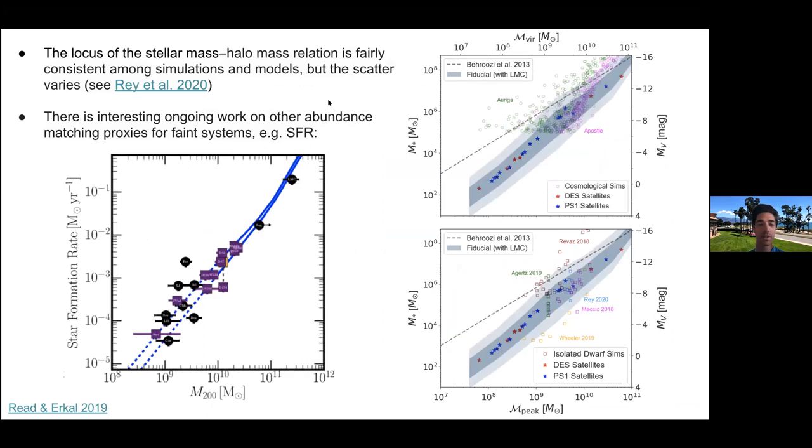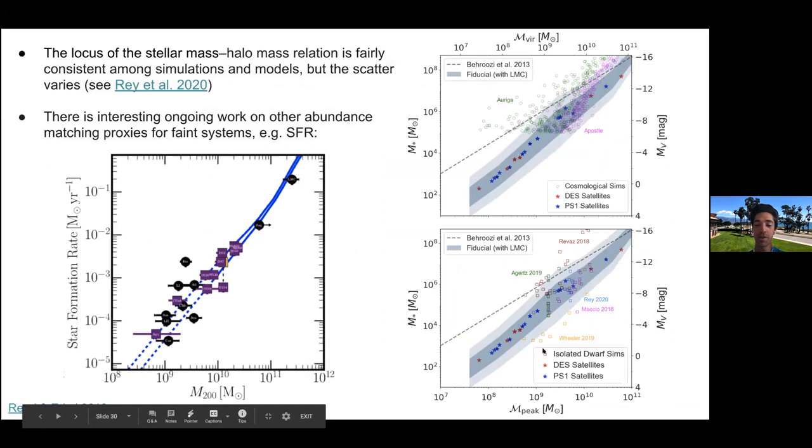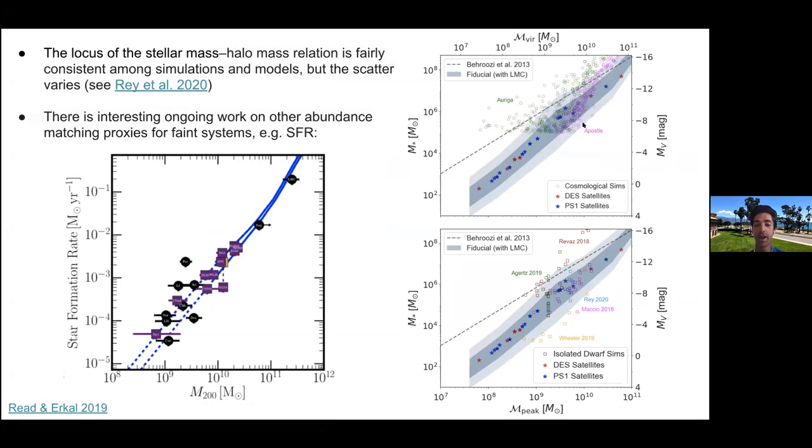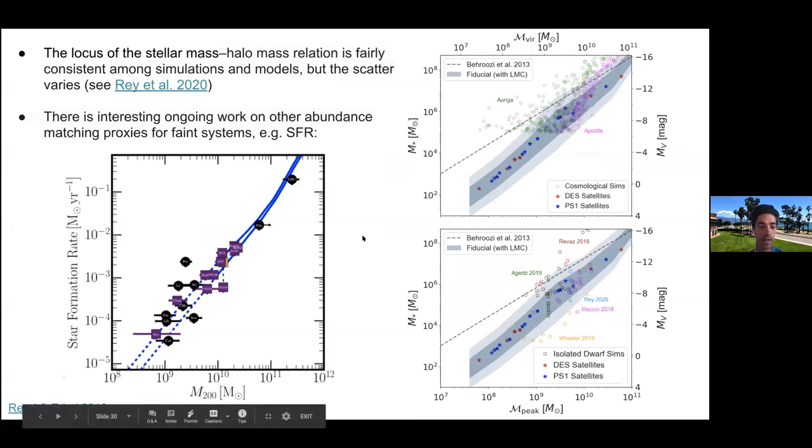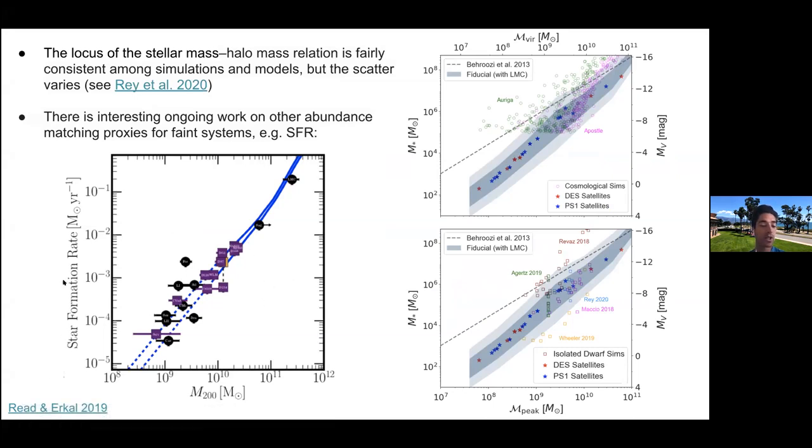So the stellar mass halo mass relation was talked about quite a bit by Ozzy. I compiled some results from the literature with the help of Coral and put them on some of these plots. I should say, I would read the x-axis on these plots with a really generous error bar because our mass definitions differ between these papers. But what I'm mainly looking at is the slope, and I think in terms of that, the stellar mass halo mass relation is fairly, that might be a little generous, but fairly consistent among these different simulations and our empirical constraints. And I think there's really interesting work going on using other abundance matching proxies, for example, star formation rate. So there's this very nice paper by Read and Erkal.